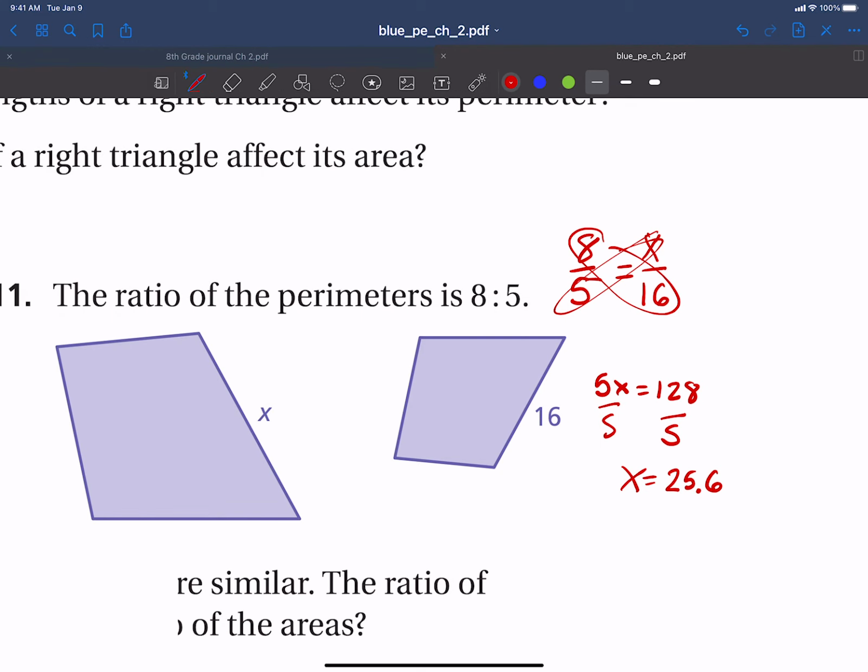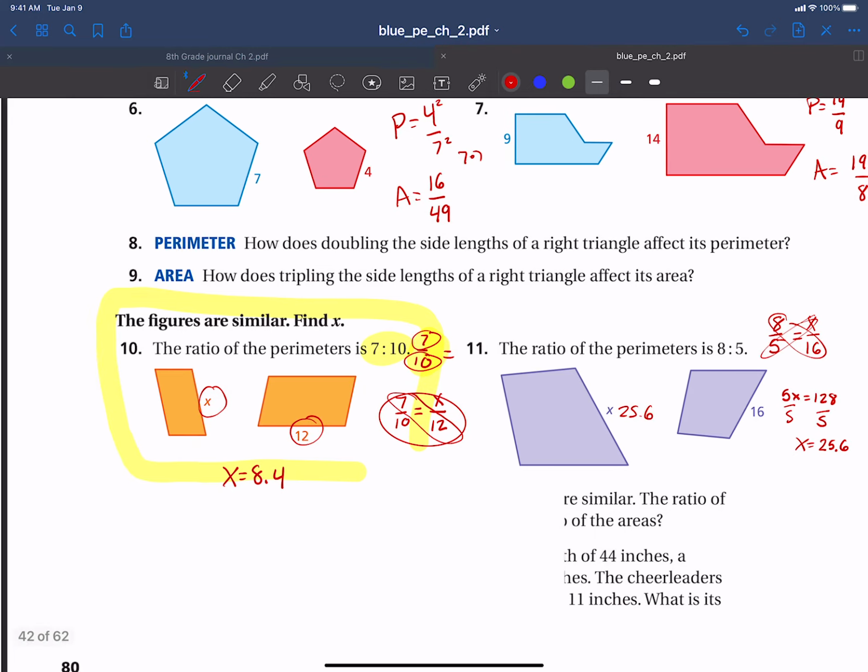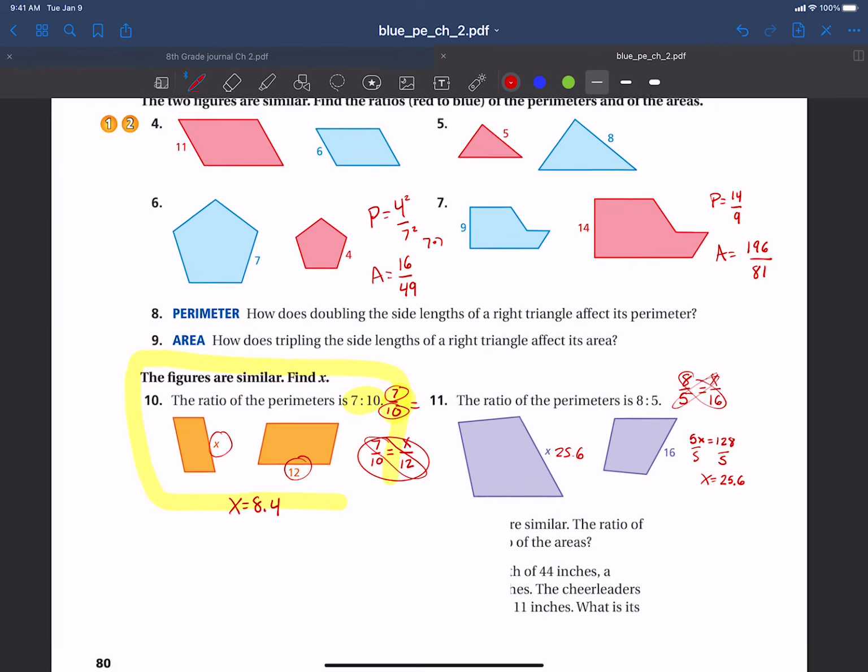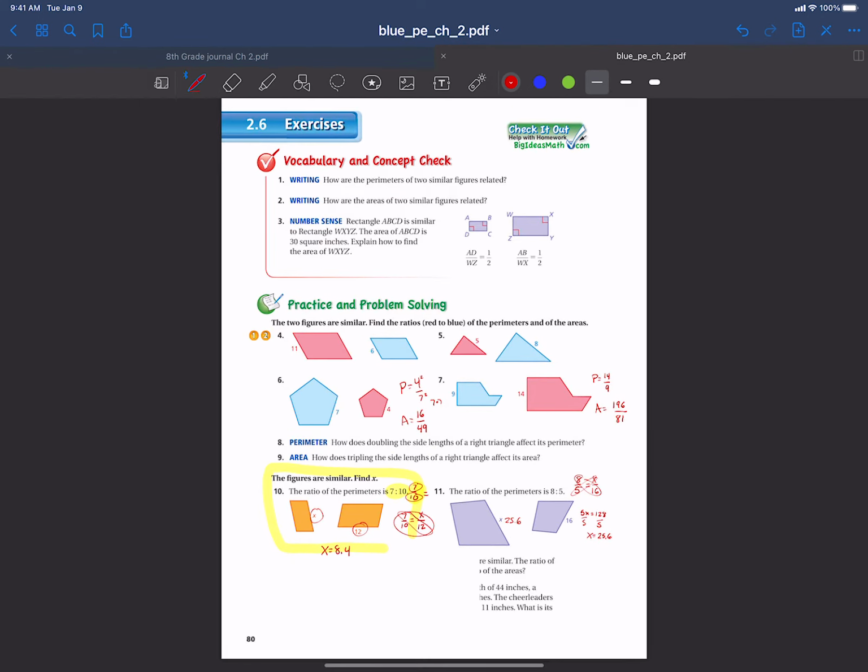Does it make sense for x to be 25.6 and then its corresponding side be 16 on the other shape? Yes. I mean, it makes sense, right? Because that one should be bigger than that one. Yeah? Okay, I know those are weird, but that's just how we do them. Any questions on those ones? Weird, right? I don't fully understand it either, but that's just how we do it.